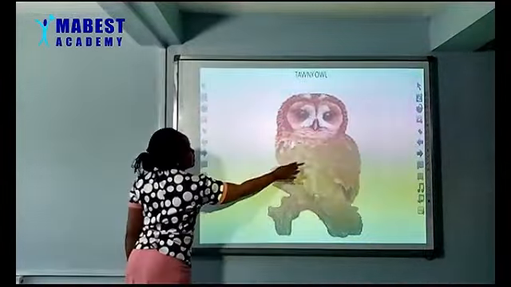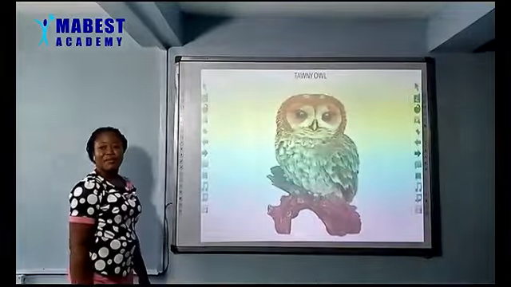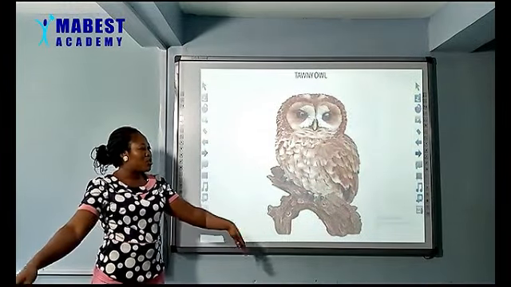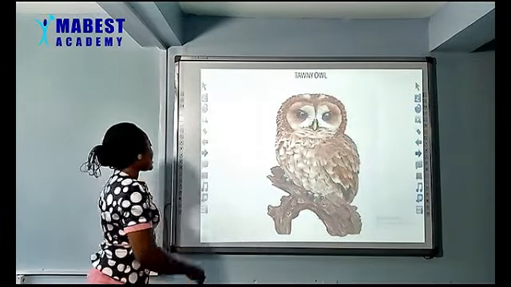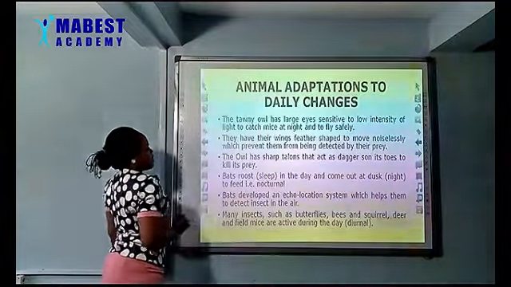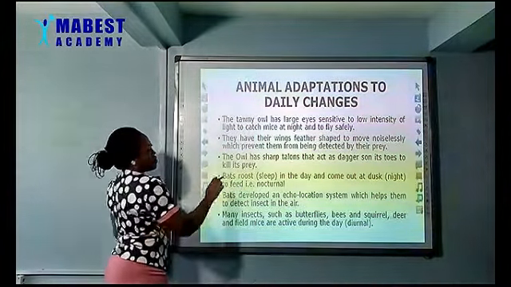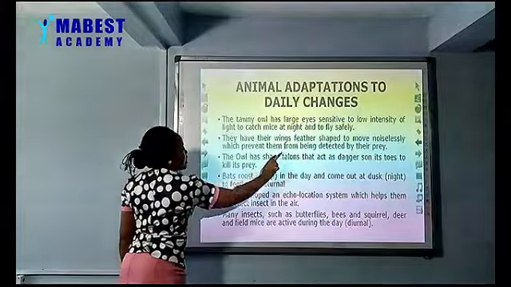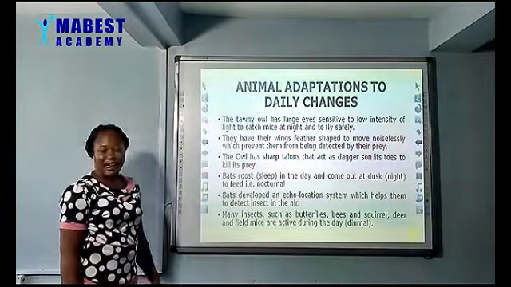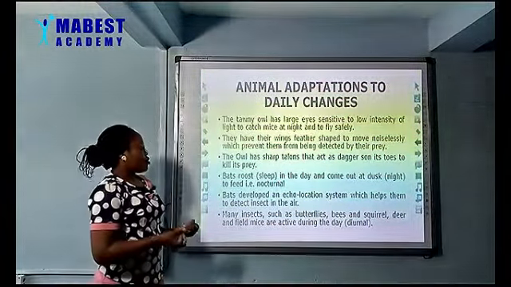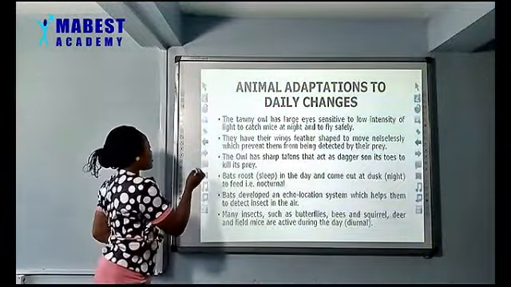You can see these are the feathers. So anytime they are moving, the feathers don't give any sound. Another one is the owl. The owl has sharp talons that act as daggers to kill their prey. It is very sharp.